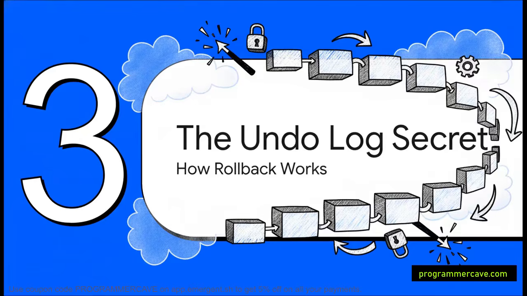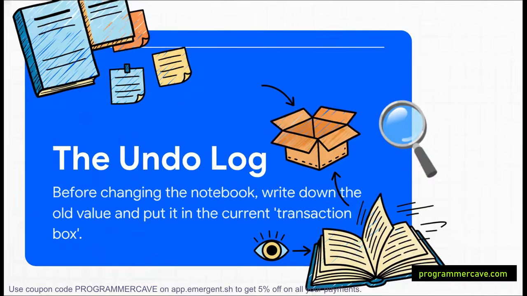So how do we actually build this rollback magic? It seems pretty complex, right? Well, the secret is a simple but really powerful data structure, the undo log. Here's the core idea, the whole secret right here. Before we ever change a value in our main notebook, we first write down its old value on an undo note. Then we drop that note into a box for our current transaction.